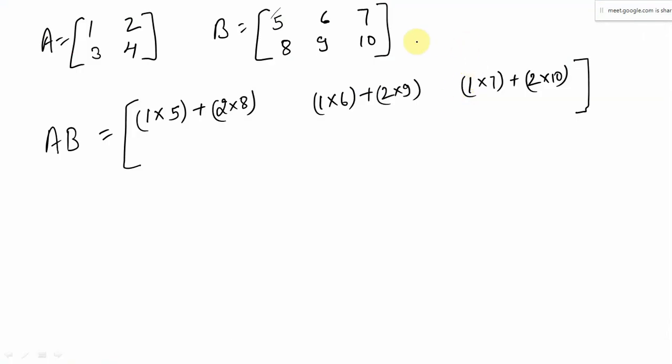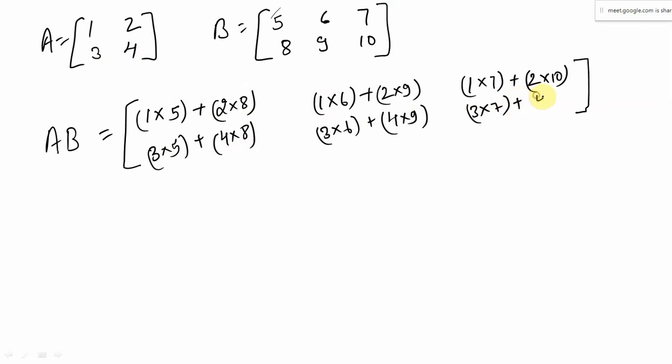So in a similar way, now I'll take the second row. So 3 into 5 plus 4 into 8, then 3 into 6 plus 4 into 9, then 3 into 7 plus 4 into 10. Is it clear? Is there any doubt here? Yes, sir.